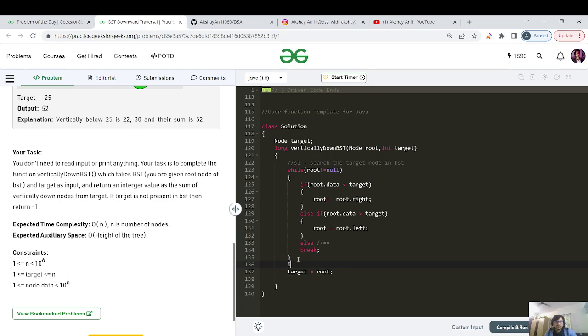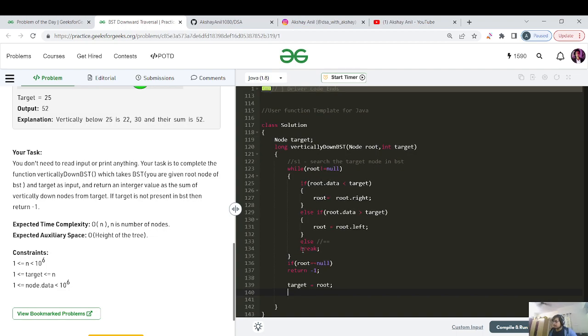And one more case that was given in the question is if the target was not found. So before initializing it, I will check if root is equal to null, because this root is actually pointing to our target. If root is equal to null, then I will return -1. Else I will initialize it with my global variable, because I have to use this global variable in my recursion. Okay, so we have this, and let's say we'll call a function.